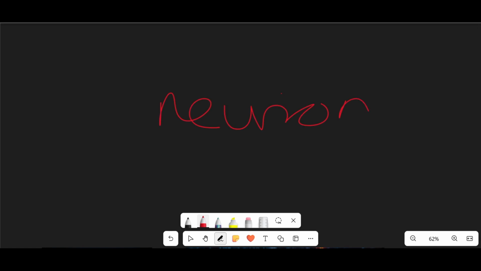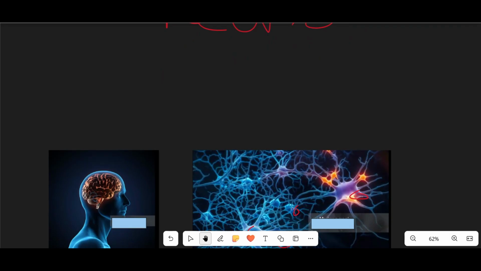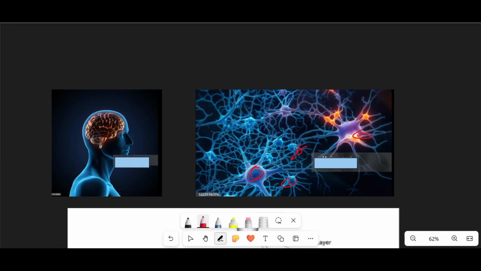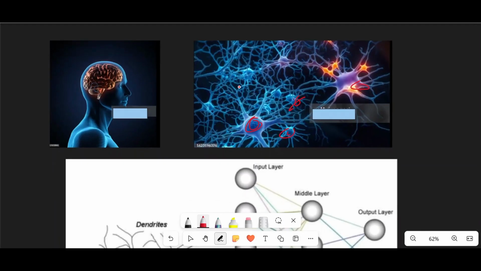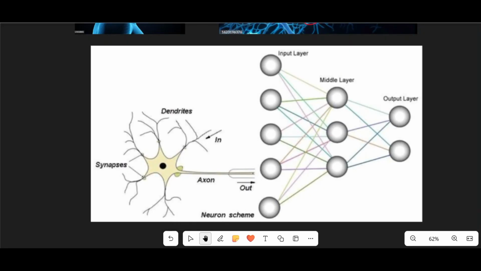Neuron. Our brain has billions of tiny cells called neurons, like that. This neuron receives information, processes it, and passes it on to another neuron. Scientists copied this idea and created the artificial neuron. Instead of receiving signals from the brain, an artificial neuron receives inputs. These are the inputs here.